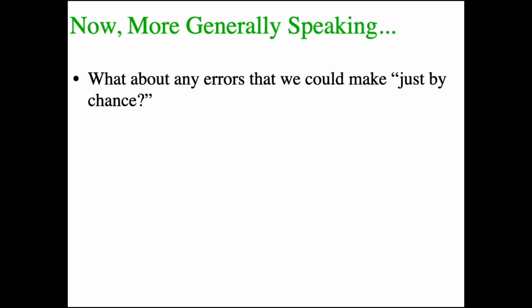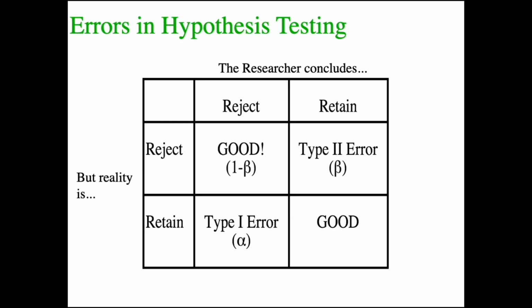That kind of decision-making, and recognizing there could be an error in our decision, is why we never like to say anything so definitive in our conclusions. We don't like to say we prove something because we could possibly be wrong. And so we have a way of formalizing the way that we make these errors in hypothesis testing.